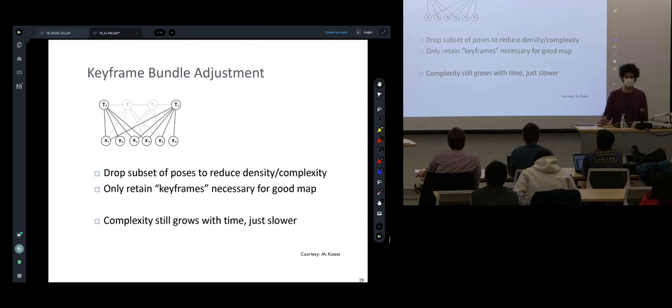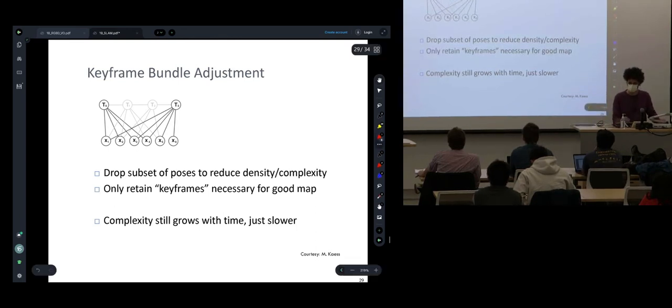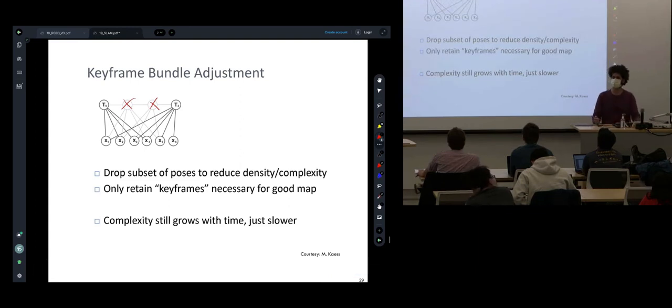What if you drop some of the frames, but still keep the history to maintain this sparse structure? We drop some frames and only use keyframes, frames that seem to be important. So once you deal with keyframes, the problem becomes more manageable computationally. How to detect keyframes depends on how you establish factors.